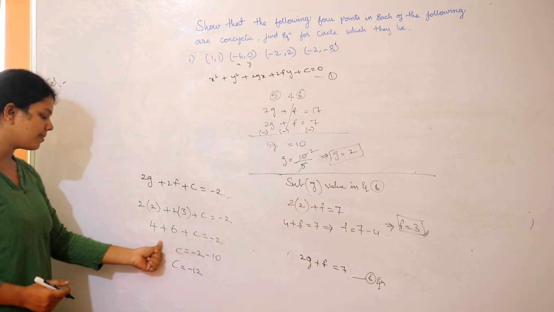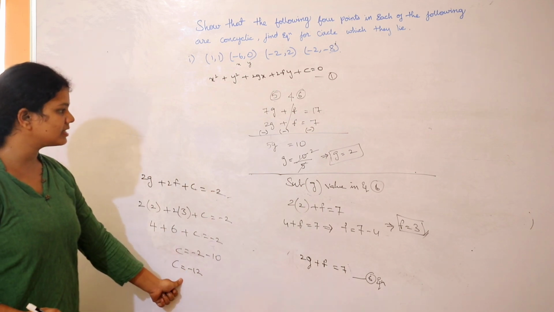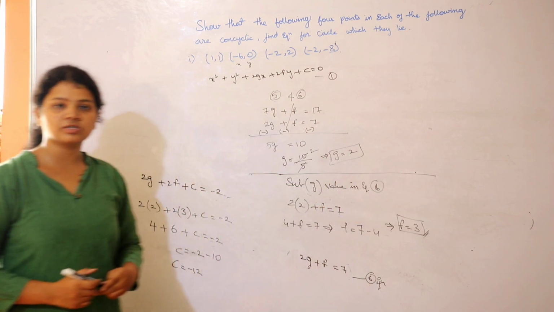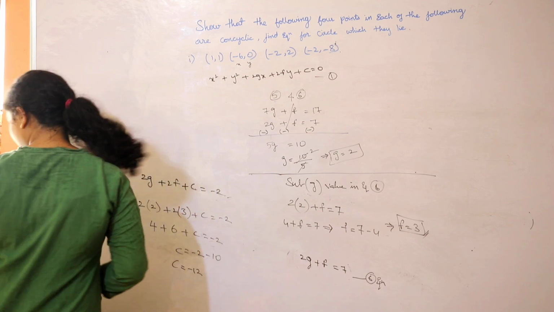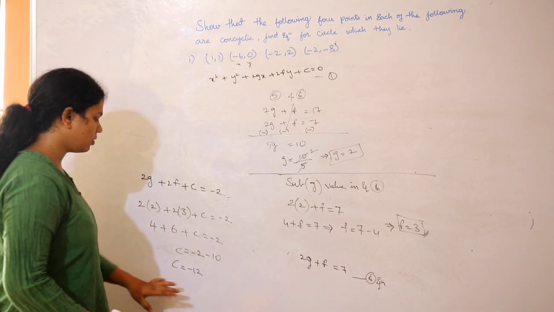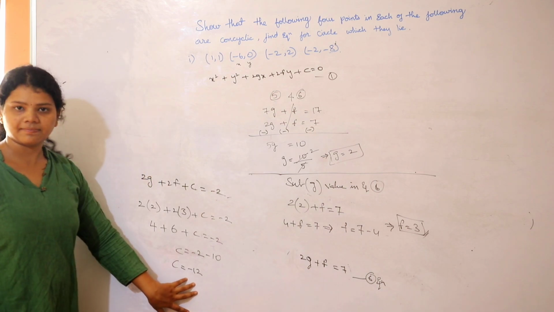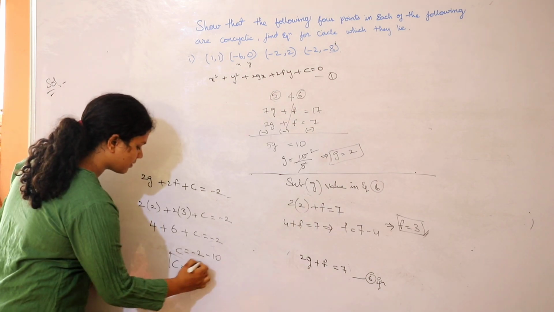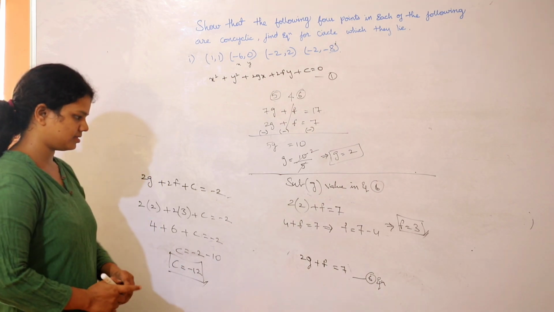Minus 12. Clear? Therefore, we got C equals minus 12, G equals 2, and F equals 3. This is the value. Stay there. Okay, we got C equals minus 12. Clear? So this is the value.